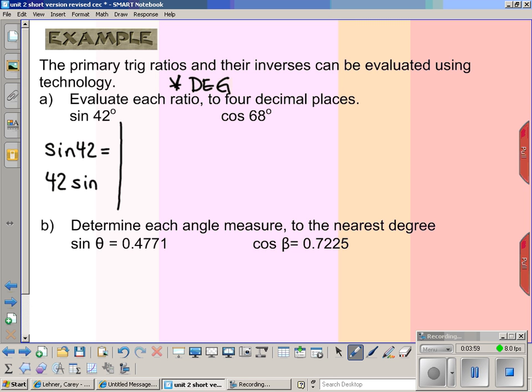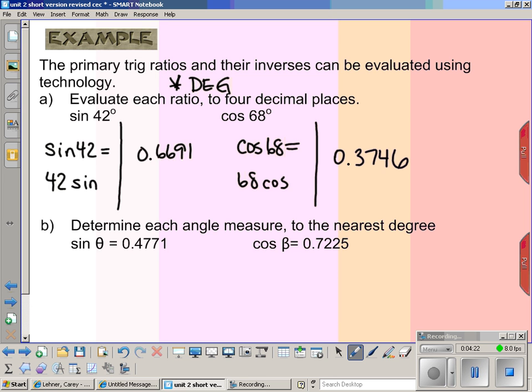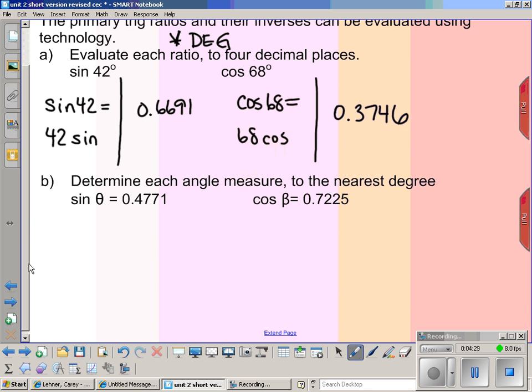You should come up with, to 4 decimal places, 0.6691. Cos of 68 will either be cos 68 equals or 68 cos. Whichever way your calculator works, your answer to 4 decimal places should be 0.3746. If you're not getting those and you are pretty sure you are typing it in correctly, check your mode. Make sure you are in degree mode.